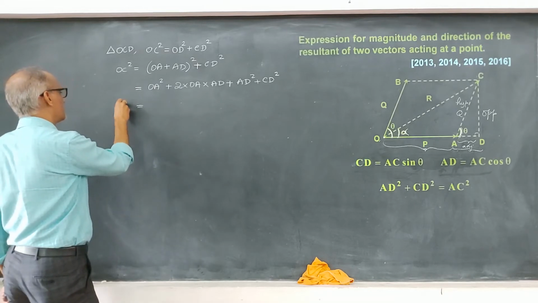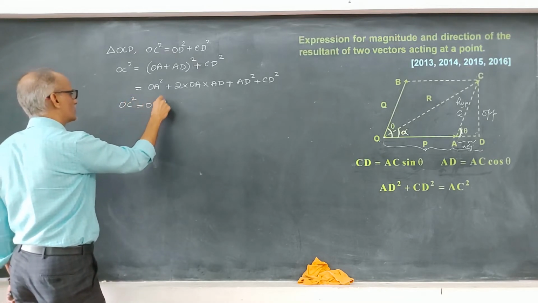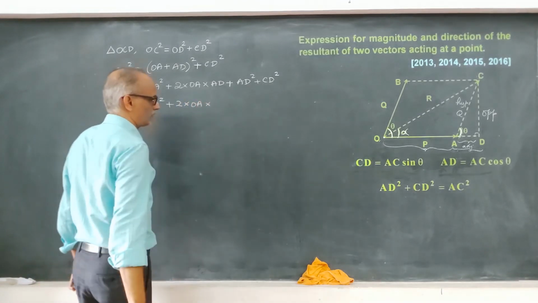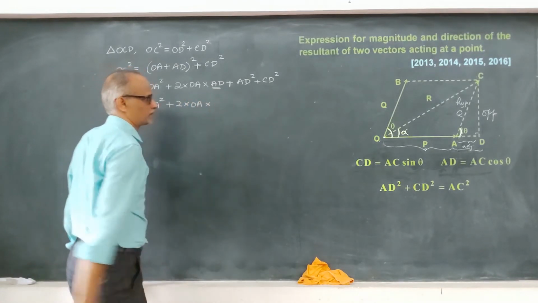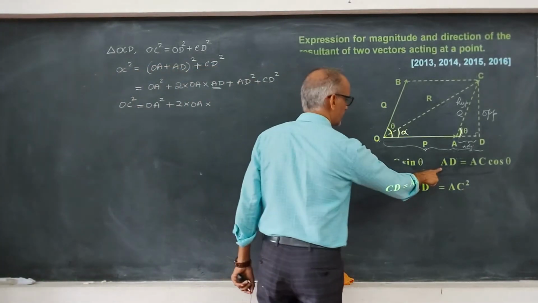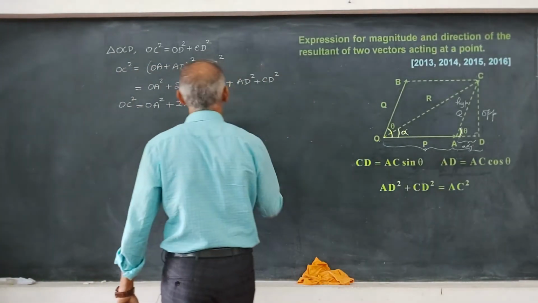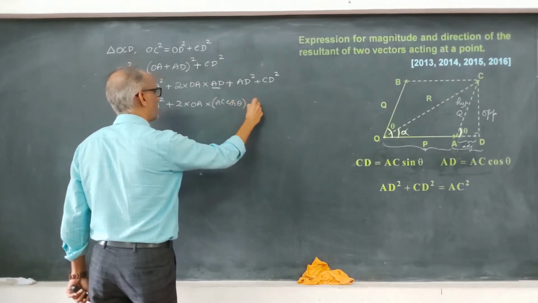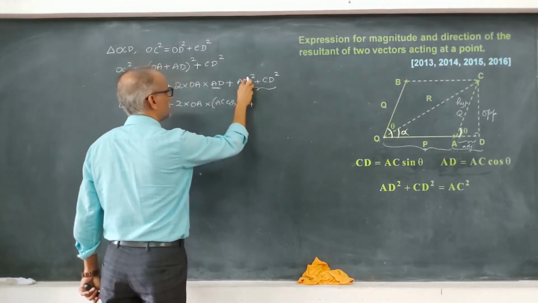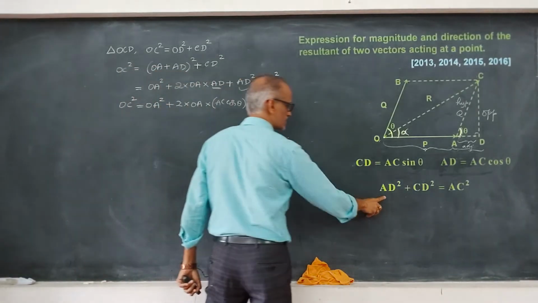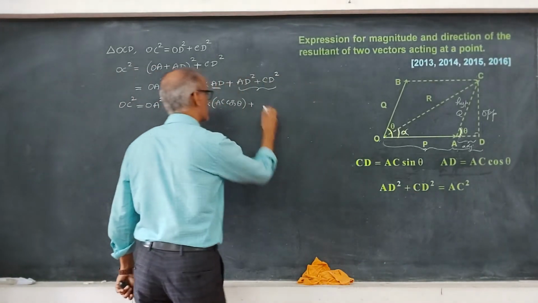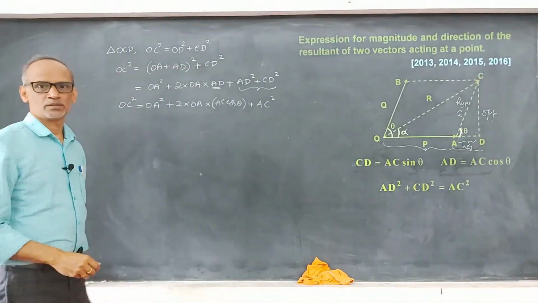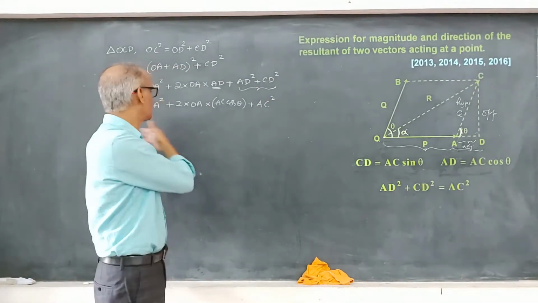Now I am going to write again the same step. OC square is equal to OA square plus 2 into OA into AD. From this, what is the AD? See, it's already ready. What is AD? AD is nothing but AC cos theta. So replace AD as AC cos theta, plus combine this, AD square plus CD square. Here it is, AD square plus CD square is nothing but AC square, right. So that's it, we are done with the formula here.